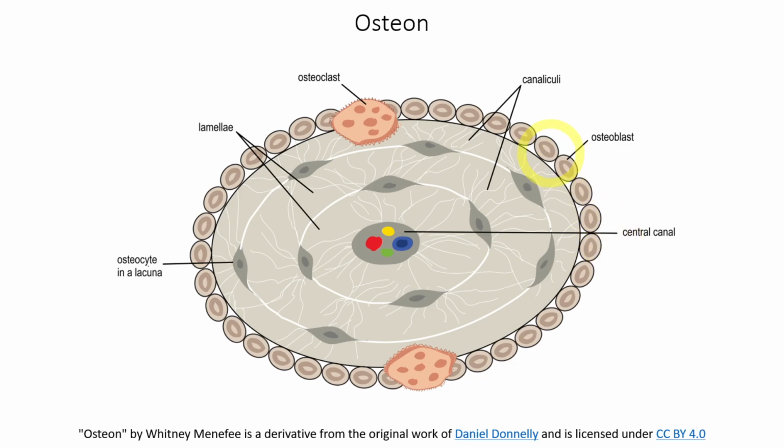So here is an osteon again, and trabeculae are almost identical. Osteon, nice, trying to be symmetric concentric rings. Osteocytes in their little lacunae. Osteoblasts all lined up on the edge. And osteoclasts are sometimes around.